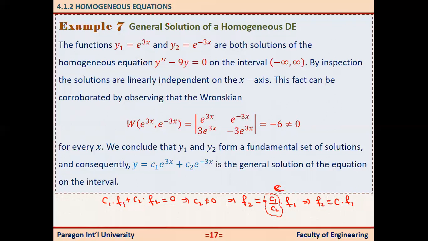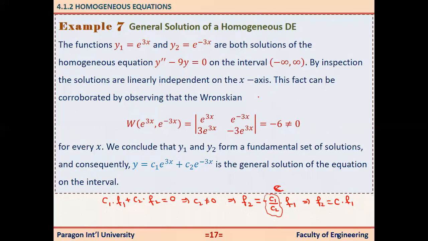But is it possible? If you multiply this function by any constant number, it's never equal to e to the power minus 3x. Or if you multiply this function by any constant number, it's never equal to e to the power 3x. That means that these two functions are linearly independent.